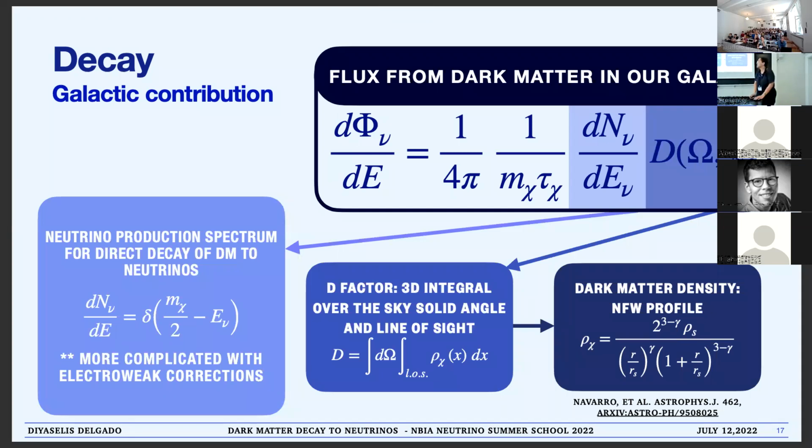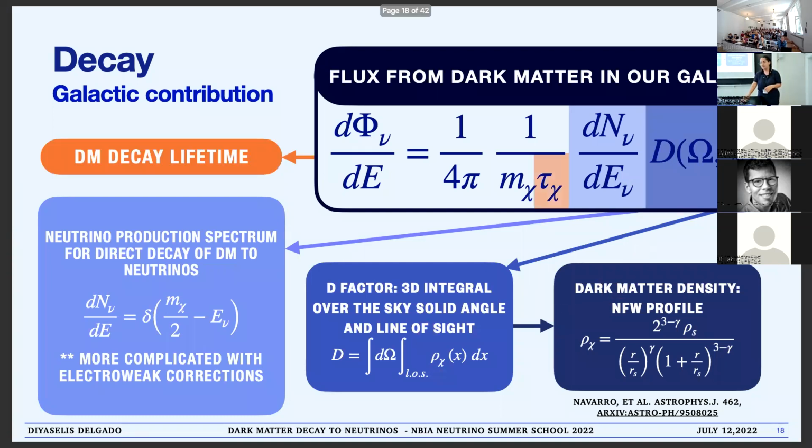Now, this is the D factor. This is the astrophysical component of our flux. Everything else has been pertaining to particle physics. This is a 3D integral over the sky solid angle and line of sight. So this gives you a way of locating where your dark matter is coming from. And we use the NFW profile to define our dark matter galaxy density.